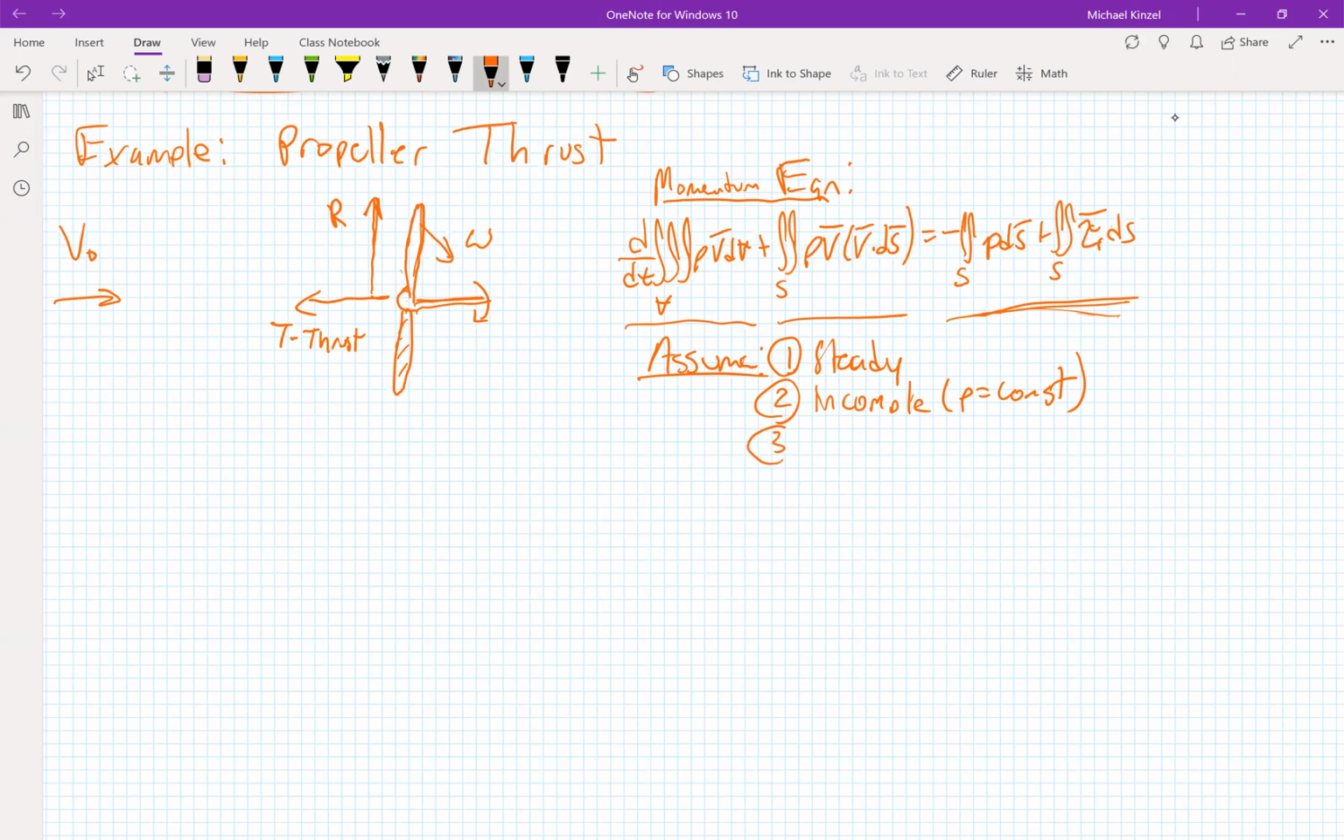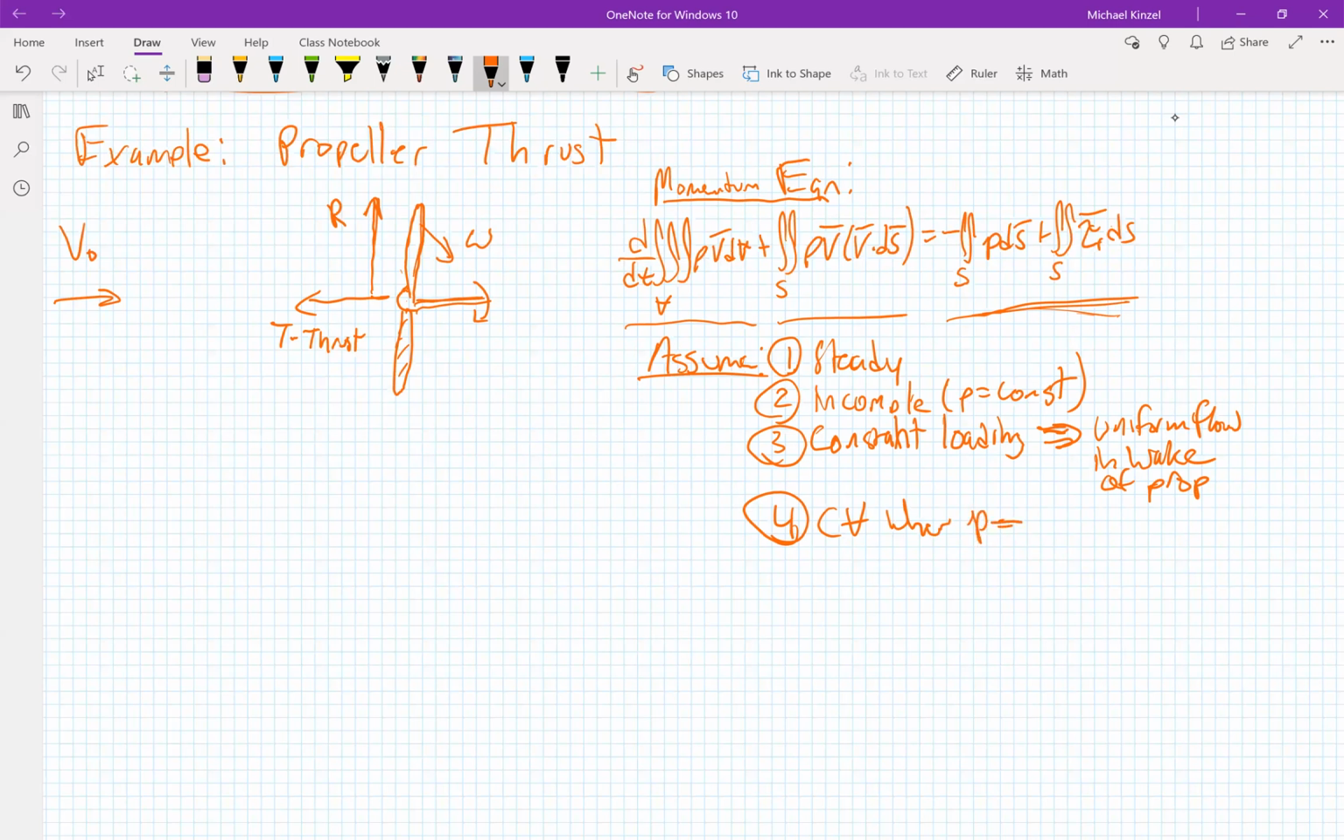We're going to make a few other comments. Constant loading on the propeller, which implies uniform flow in the wake of the propeller. And we're going to end up putting a control volume where P approaches P infinity on control surfaces and tau on the fluid approaches 0. So this implies R from geometry.